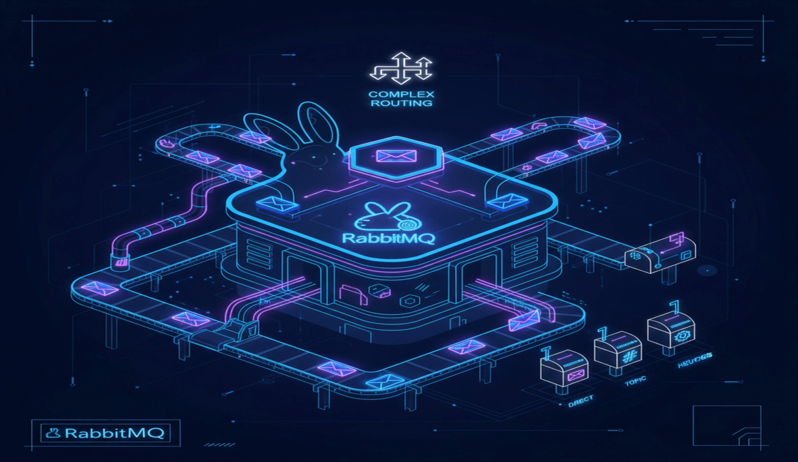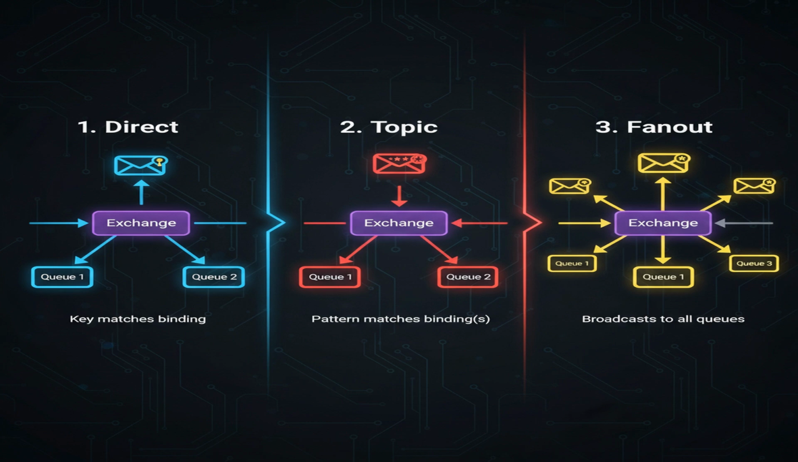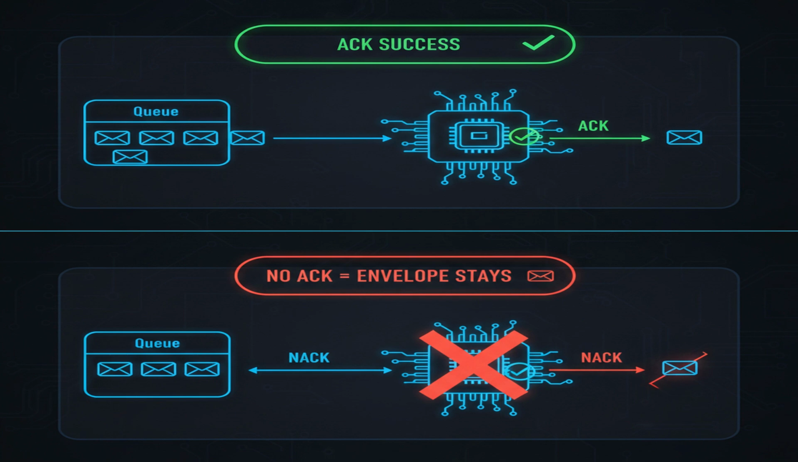Now, let's switch to RabbitMQ. It's a versatile message broker that excels in flexible routing and complex messaging patterns, implementing the AMQP protocol. So how does RabbitMQ actually route a message? It's a four-step dance. Producers send messages to exchanges, which then intelligently route them to one or more queues based on rules called bindings. This routing power comes from its different exchange types: direct for one-to-one, topic for pattern-based routing, and fan-out for broadcasting messages to every subscribed queue.